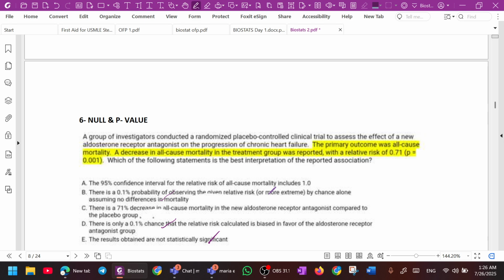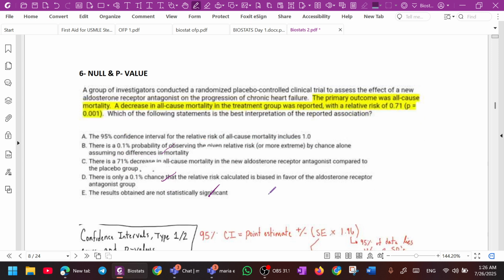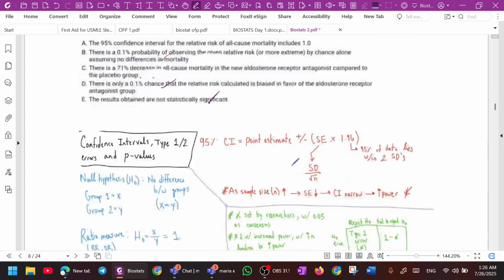The 95% confidence interval for the relative risk, that one is not true. So it is either B or C. I think B. Let me go with B and you go with C. Let's see. What is the answer? It's B. Okay, it's B.